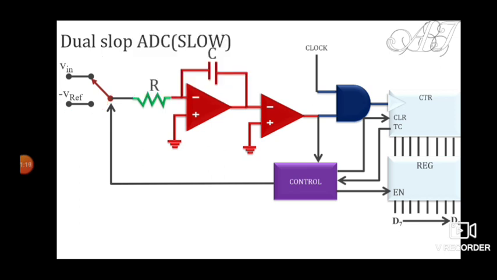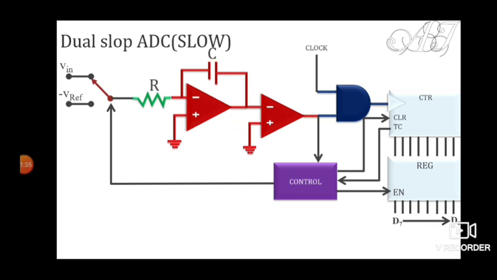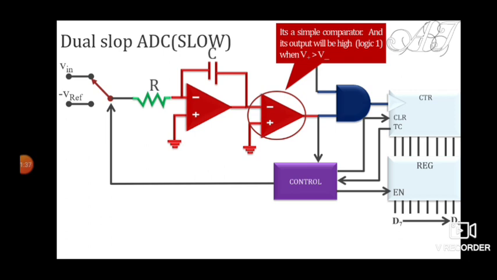Next is your op amp. This is the op amp, and it is configured as an integrator. It will integrate the pulse that we are getting, so it is also known as a ramp generator. Next is your comparator. The output of this comparator will be high only if the voltage provided at the inverting terminal is less than the voltage provided at the non-inverting terminal, or in other words, if the voltage at V plus is greater than the voltage at V minus, the output of the comparator will be high.